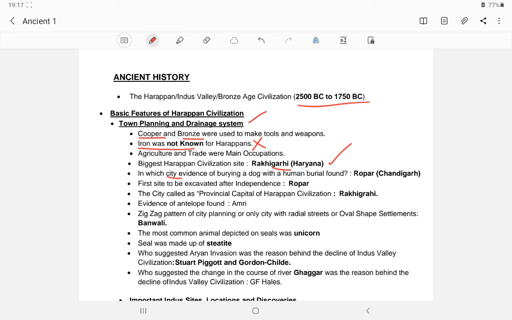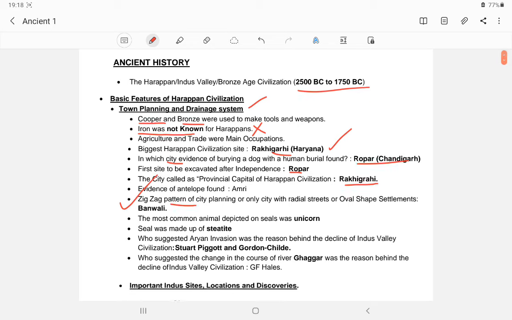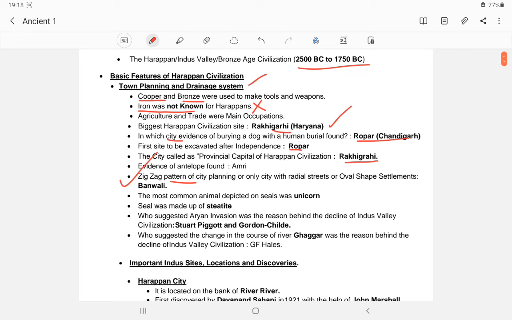In which city is evidence of burying a dog with a human burial found? Rupar, Chandigarh. The first site to be excavated after independence is Rupar. The city called the provincial capital of the Harappan civilization is Rakhi Garhi. The zigzag pattern of city planning is at Banawali. The most common animal on seals is the unicorn.